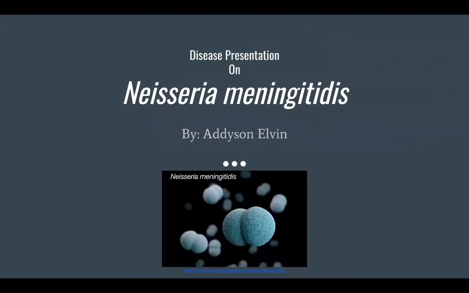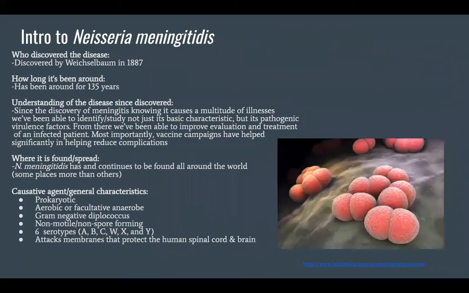Today's presentation is on Neisseria meningitidis by Addison Elvin. It was first discovered in 1887 by Weichselbaum, who had analyzed the cerebrospinal fluid of a patient who had been infected with the disease meningitis. It's been around for 135 years.